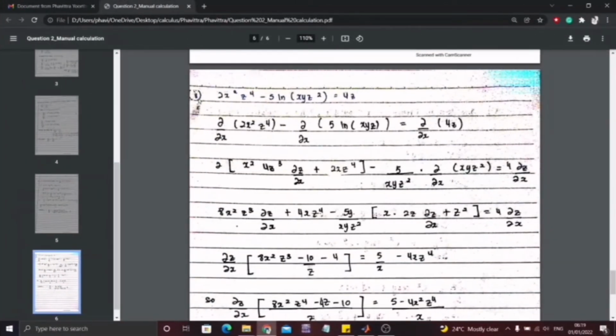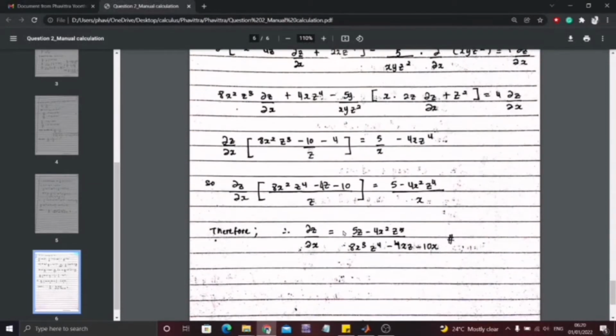Moving to the Roman 2 of question 2d, which is 2x square z power 4 minus 5 ln bracket xyz square equals 4z. By doing the manual calculation, the final answer for dz over dx equals 5z minus 4x square z power 5 over 8x power 3 z power 4 minus 4xz minus 10x.